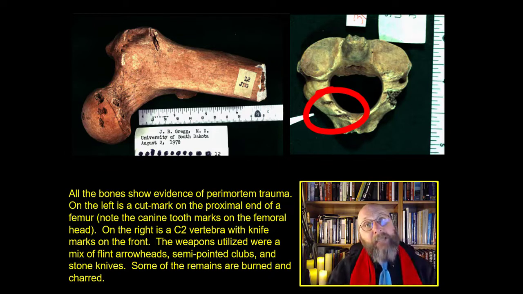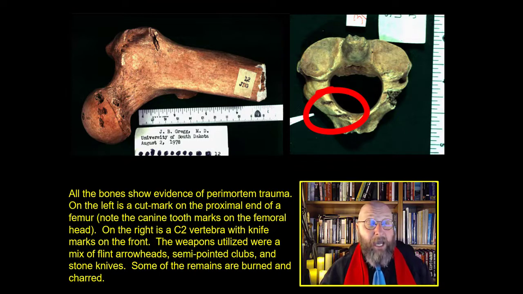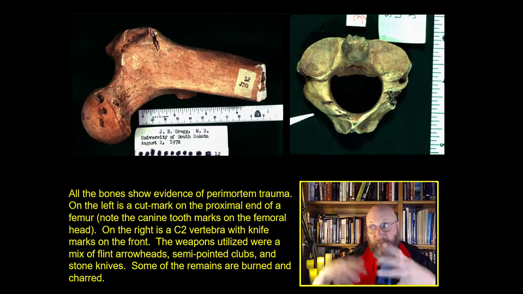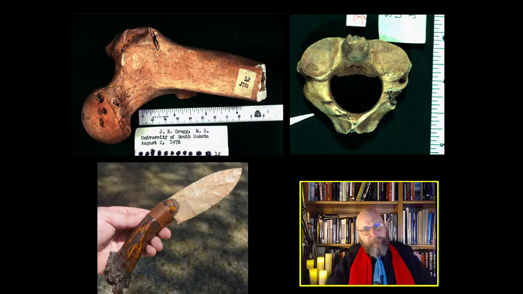And an analysis of this insult to bone, an analysis of what caused this kind of trauma, basically would be a mix of flint arrowheads, semi-pointed clubs, and stone knives. Some of the remains were actually burned. So the village burned at some point, and some of these bodies were exposed to flame.